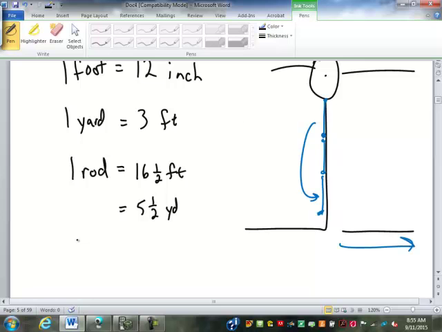Bigger than a rod, we're going to go up to the mile. A mile is how many feet? Anybody tell me?